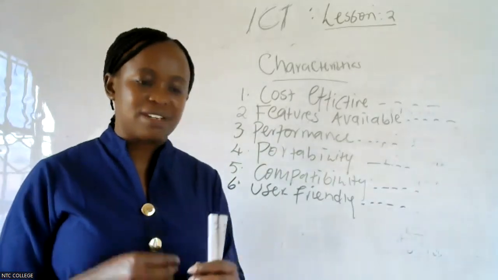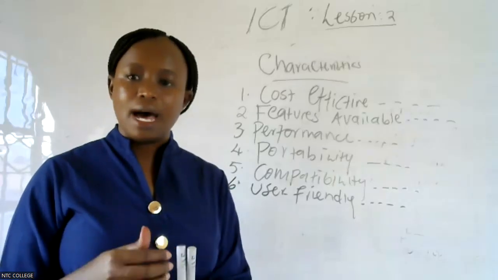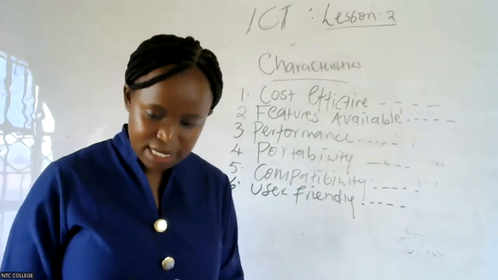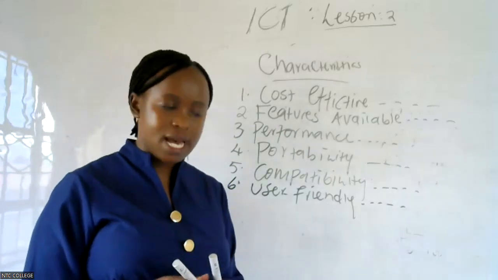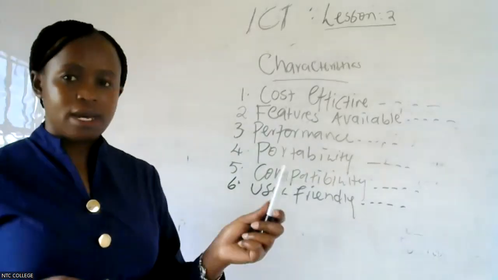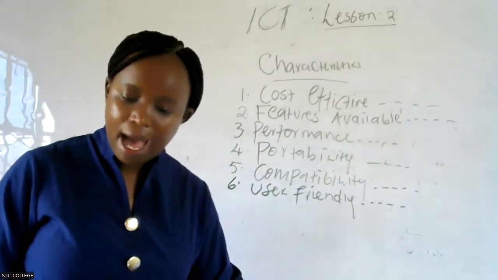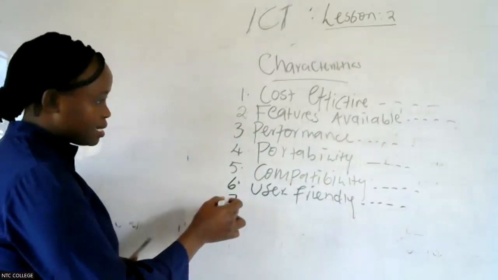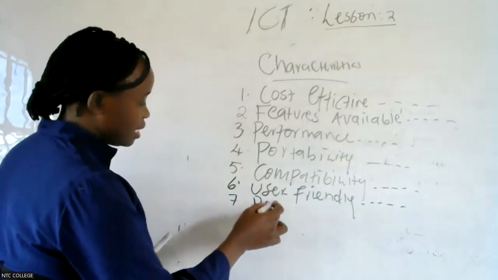User-friendly is a very important feature when we are looking at softwares as well as the hardware, because we have to fix them and all that. User-friendly, convenience between the software and the users. Number 7, we have reliability.